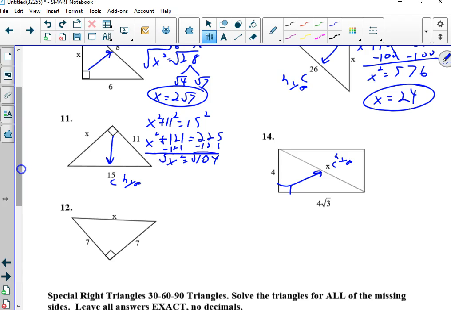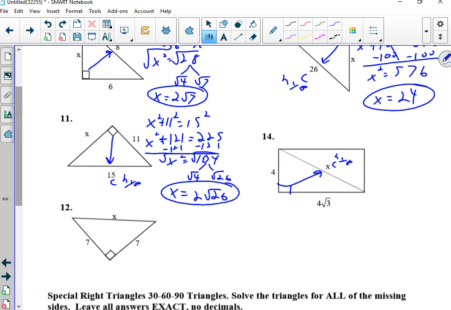Take the square root of both sides. 104 breaks down to radical 4 and radical 26. And 26 just breaks down to 2 times 13, and those are both prime numbers. So x is equal to 2 radical 26. That is simplified. That's an exact answer, no decimals. If you leave it as radical 104, you'll get points, just not all the points. So always see if you can reduce.